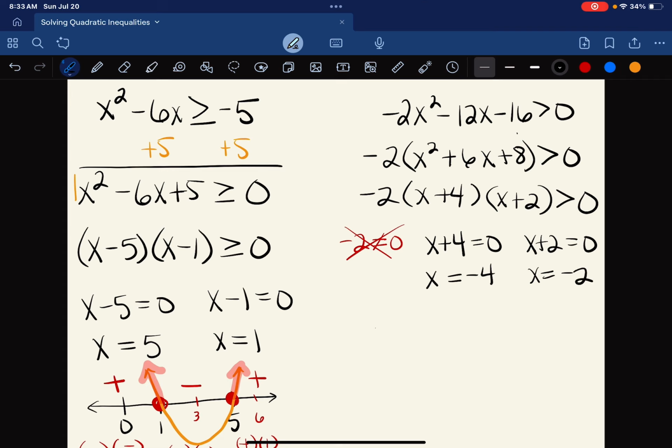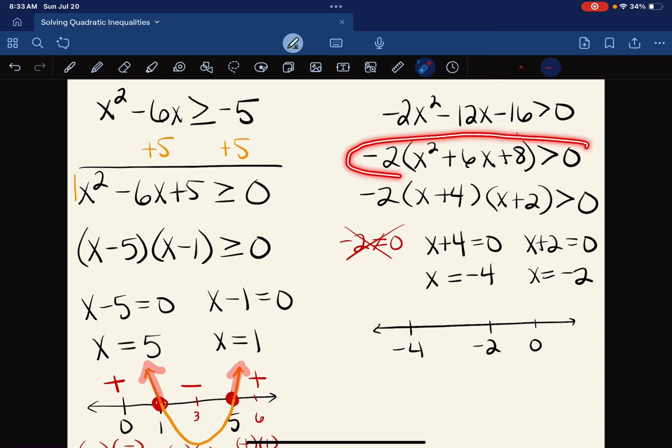So here again, we're going to go ahead and draw our number line, do a rough sketch, and -4, -2, and of course here's 0 for a reference. And now let's look back. In all three of these steps, I have an inequality symbol that is greater than. It's only greater than. So I don't want a closed circle anymore on my roots. I want open circles at -4 and -2. Negative 4 and negative 2 are not going to be part of my solution.